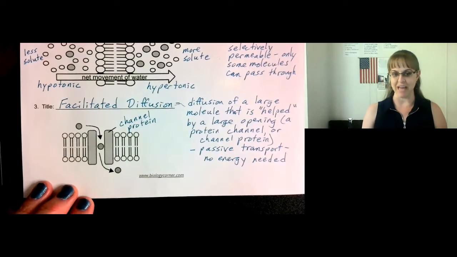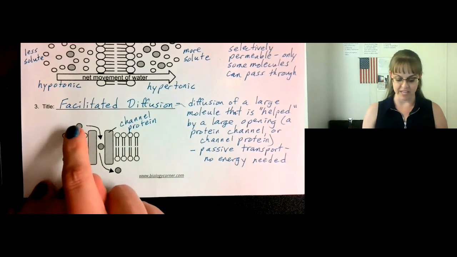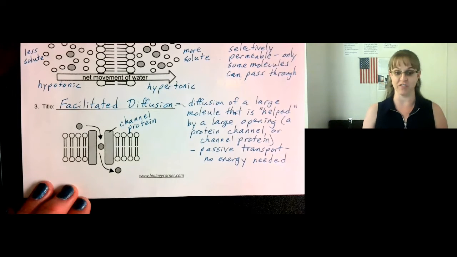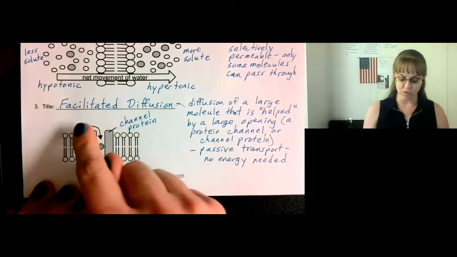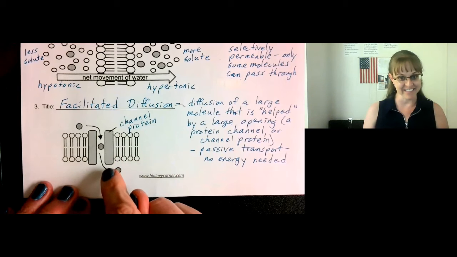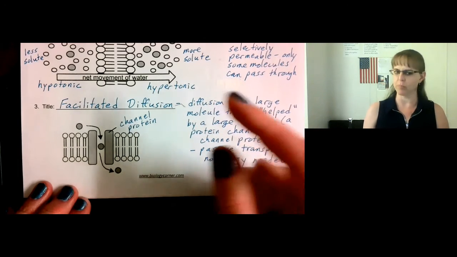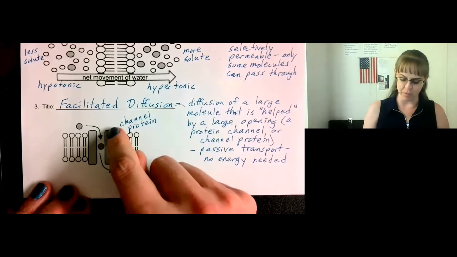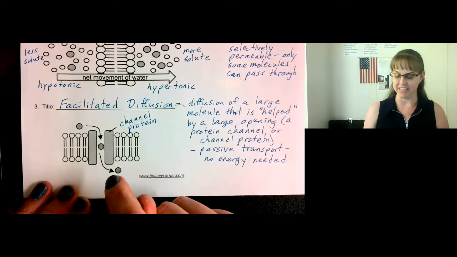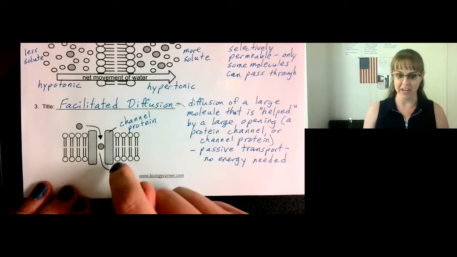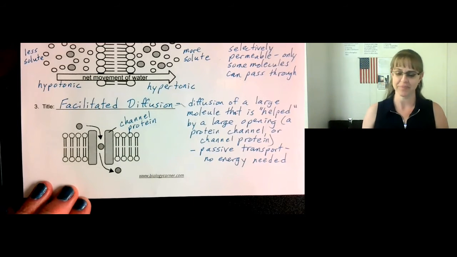The third type of passive transport is facilitated diffusion. If there's a molecule that's just too big to fit through the semipermeable membrane, the phospholipid bilayer, then it will need to go through a gate, sort of. The gate is a channel protein, or a protein channel. I guess the protein that makes it is the channel protein, and the tunnel it makes is a protein channel.